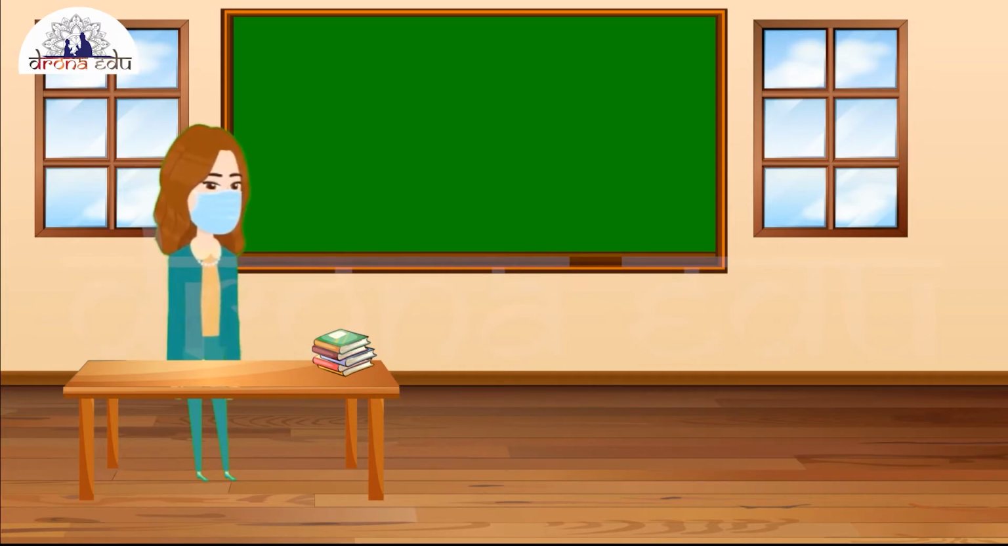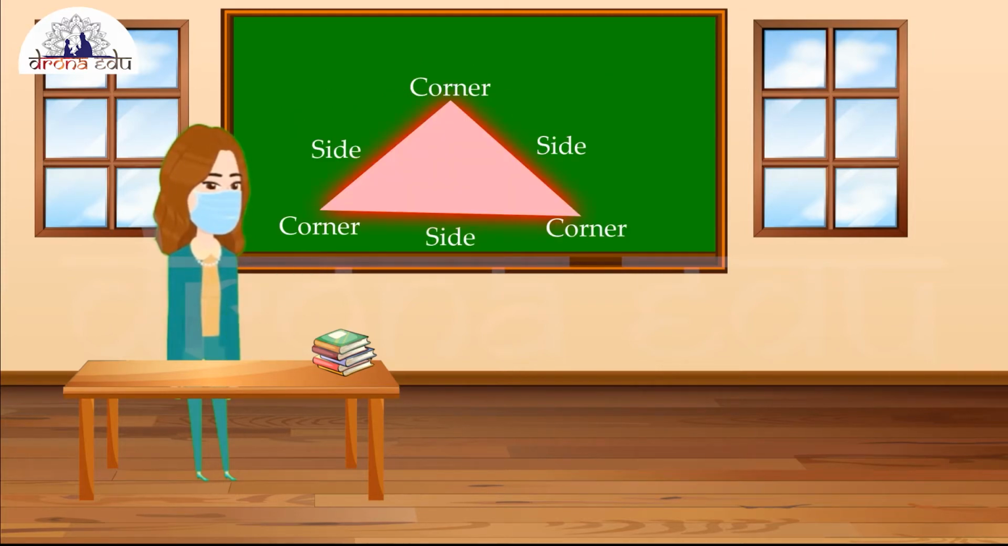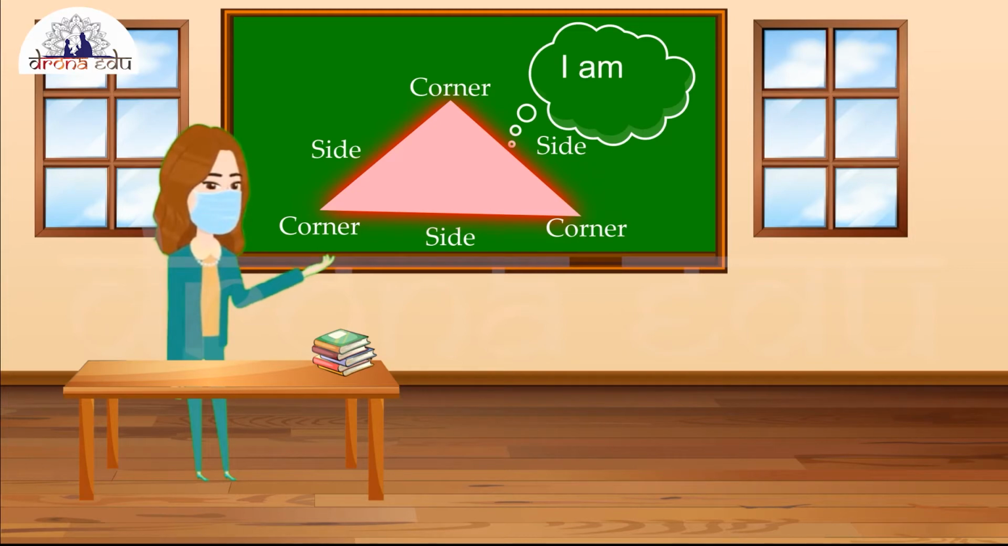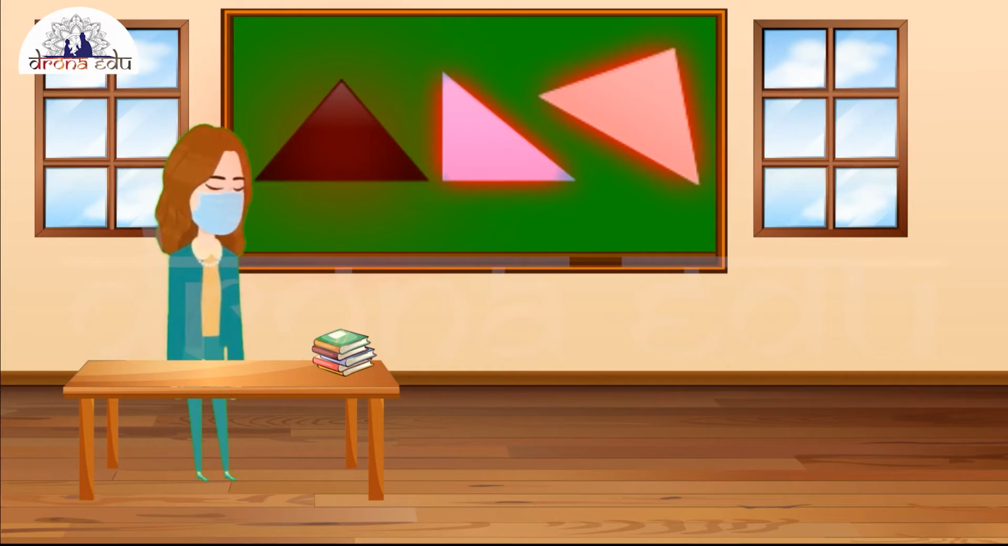Now let us play one game. The "Who am I?" game. I'll tell you a statement and you have to guess who I am. I am a plane figure with 3 sides and 3 corners. Who am I? Yes, I am a triangle. If you observe, all these shapes are triangles, even though the length and dimensions are different.